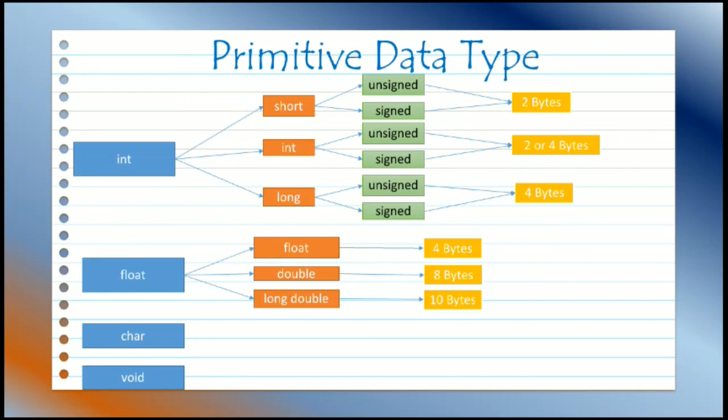So third one is character. It is divided into two types. First one is signed character and second one is unsigned character. Both signed and unsigned character take 1 byte to store character type. Fourth one is void. Void type has no values, so basically it does not return any value.